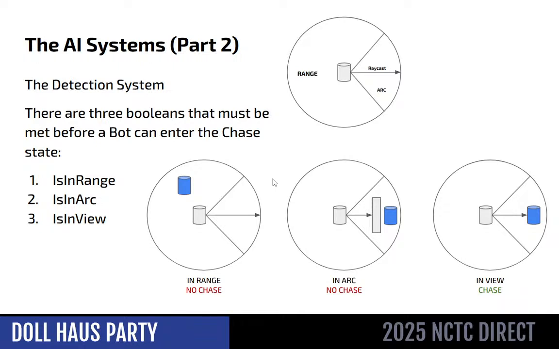I also incorporated a simple detection system, using the raycast system. And there are 3 different conditions that must be true in order for the bot to enter the chase state. That is being within range of the bot and being within view, or the view arc. And it must be in plain sight of the bot as well, allowing the raycast to actually hit the player.